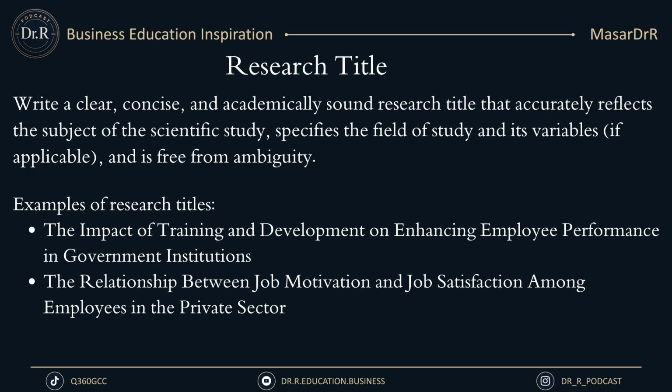Make sure you write a clear, concise, and academically sound research title that accurately reflects the subject of the scientific study, specifies the field of study and its variables, if applicable, and is free from ambiguity. For examples of research titles: the impact of training and development on enhancing employee performance in government institutions. The relationship between job motivation and job satisfaction among employees in the private sector.